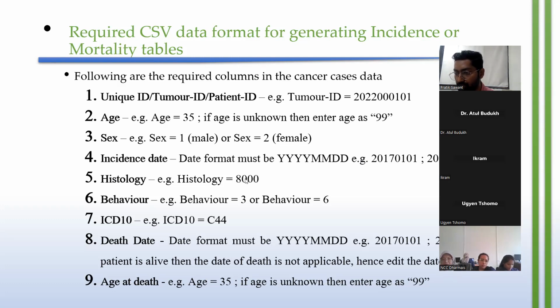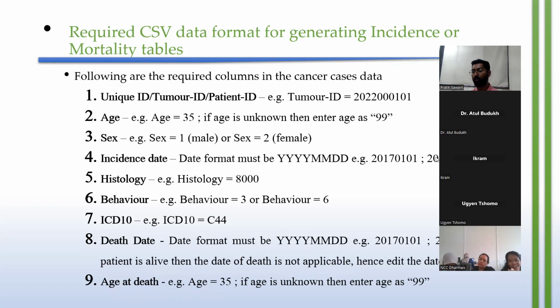Then we require histology. This is an example of histology. Behavior. Then we require ICD-10 code. Then we require death date. As I informed earlier, we can also calculate the mortality tables. So we require the death date in the same format in which the Canreg file saves the data. And then we require age at death. If we don't have the age at death, or if it does not apply, for example, if the patient is alive and the date of death is not applicable.